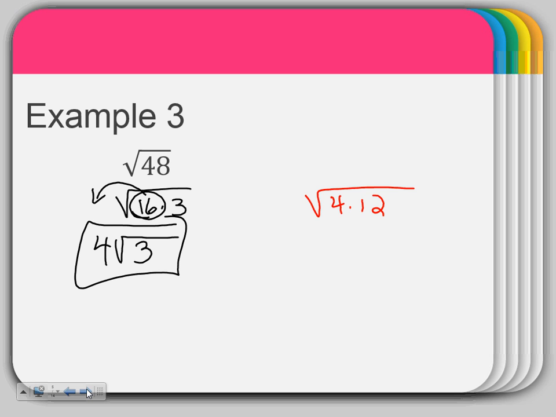But here's the thing. I want you to imagine me and my analogies. Imagine our radical like a jail cell. When you are under the radical, you have to do what it says to do. Right now, this says to take the square root of 4 and to take the square root of 12. You follow? It's telling me what to do. You're in jail. You got to eat when they say eat. You got to work when they say work. You got to sleep when they say sleep.